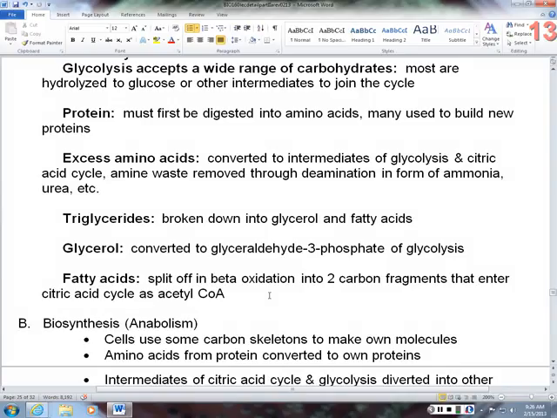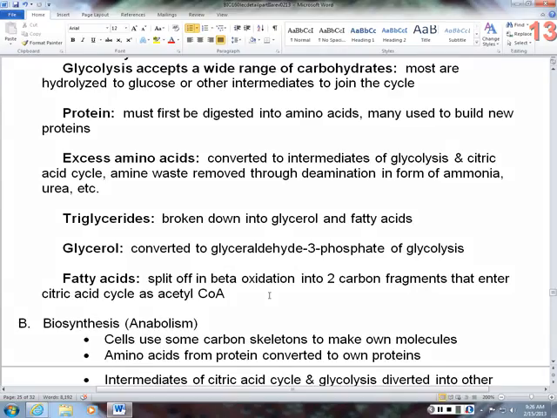The fatty acids, though, which are the majority of it, end up getting split off doing beta oxidation. They get pulled off 2 at a time, is what beta oxidation means. And they're converted into acetyl-CoA, and that's where they're going to enter into the citric acid cycle.